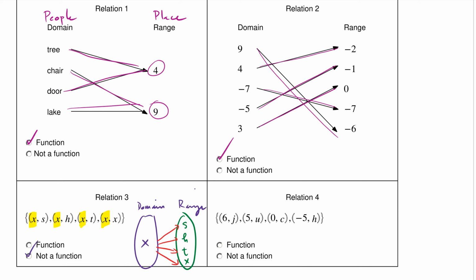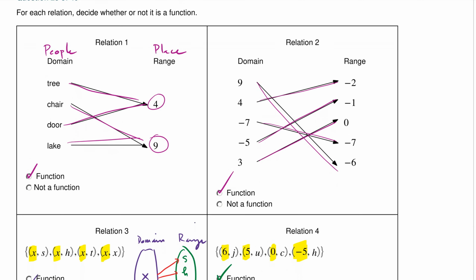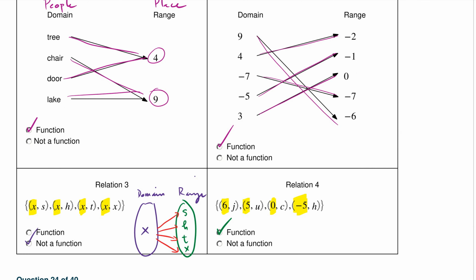Alright, number 4. So we're going to use the shortcut, the same idea. If x is not repeated more than one time, it is a function. If it's repeated, it's not a function. So we have 6, 5, 0, and -5. None of them are repeated, so it is a function. Alright, that is the answer for problem 23.